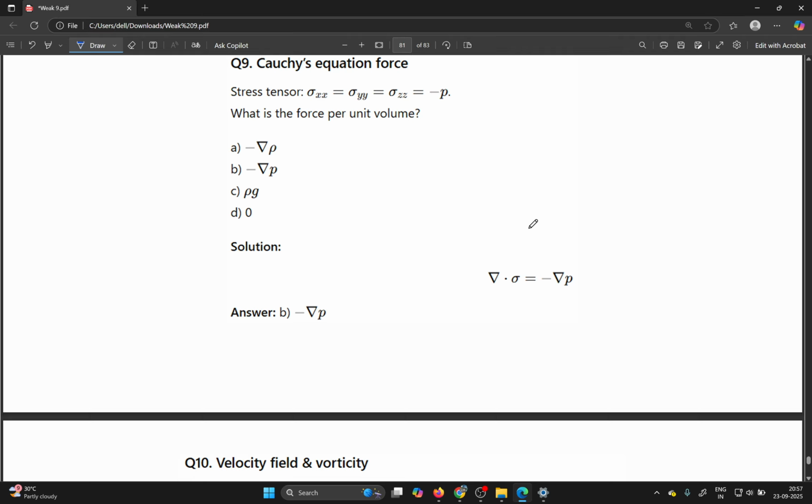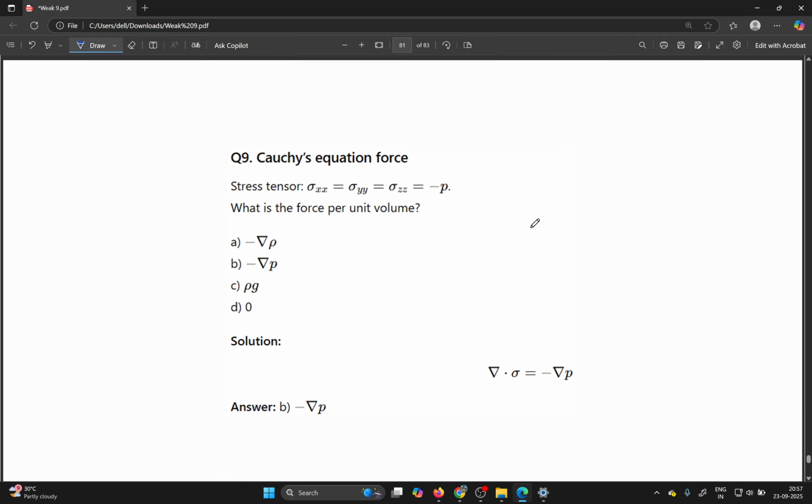So you just have to calculate your normal stress into del. So minus del, because you have the minus p. Based on the options we can do more things, but based on the options, your final answer will be this one. This is not rho; remember, rho is the density. But your del P will be the final answer.